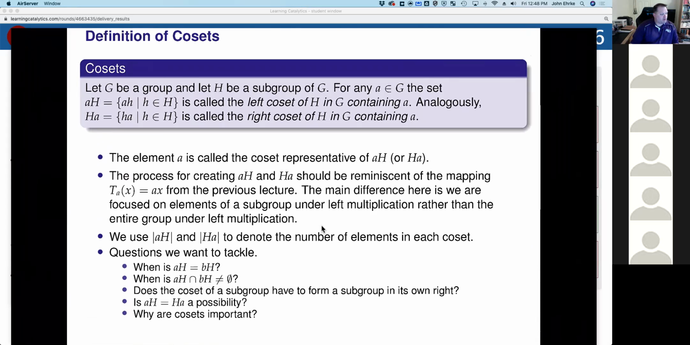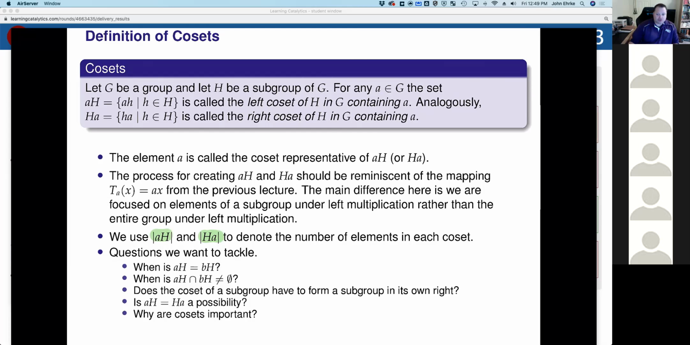The process by which we're creating these cosets should remind you a lot of the mapping T sub A that permuted the rows of the Cayley table from the last lecture. They're related, although they aren't the same, and we're going to talk about the relationship between them at a later lesson. Our concept of order is the same. If I want to talk about the order of the cosets, we use the same notation, and it simply refers to the number of elements in the set.